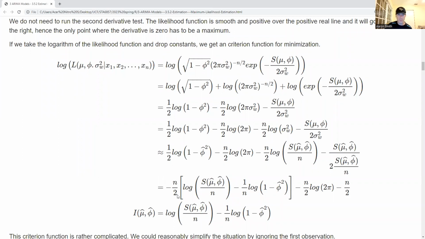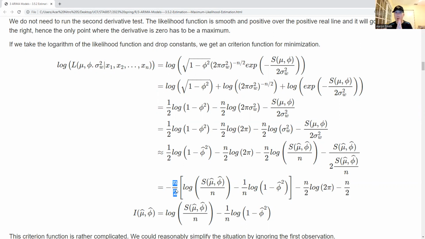Okay, so now, if I'm trying to maximize something or minimize it, constants don't matter. A constant value is not going to change the point that gives me the maximum. So these terms, for the purpose of maximization, are not important. And also this n over 2 is not important for the purpose of maximization.